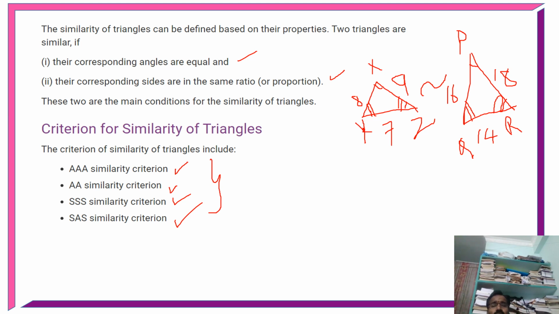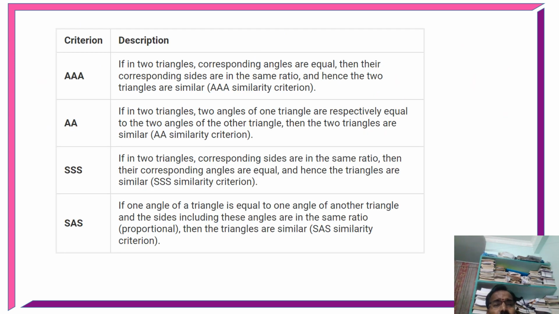By using these, let us learn how to solve. Here AAA means if in two triangles corresponding angles are equal, their corresponding sides are in the same ratio, hence the two triangles are similar by AAA similarity. Same way, if in two triangles, two angles of one triangle are respectively equal to two angles of the other triangle, then the two triangles are similar, AA similarity. Triple S is the same way, but here the corresponding angles are equal and corresponding sides are in the same ratio. That is the difference, students.